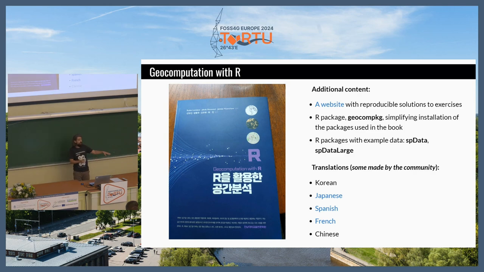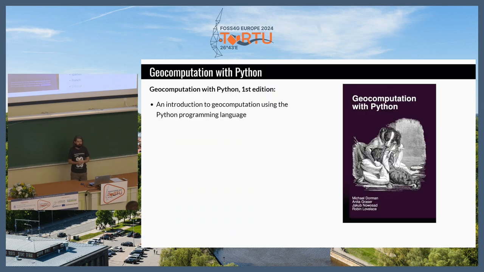I mentioned the book was published in 2019, and since then, we've got several translations. The first one, you can see the cover here, is a translation in Korean. But we also have official or community translations in Japanese, in Spanish, in French, and in Chinese. Those in blue are the community ones that you can also go online and read online and maybe contribute to.